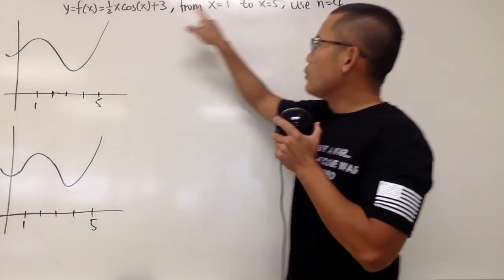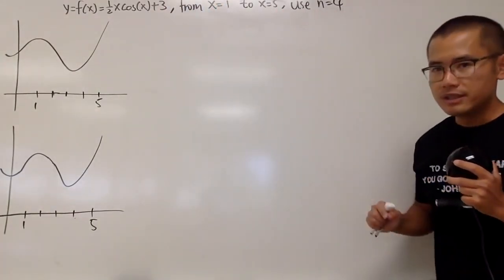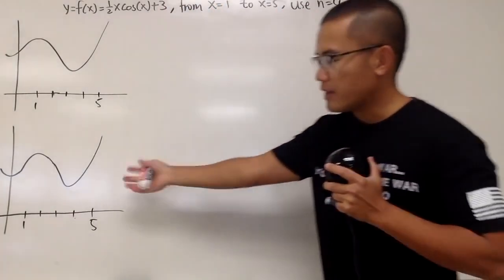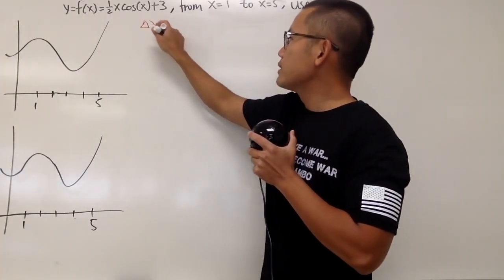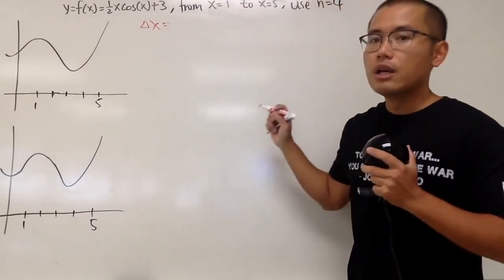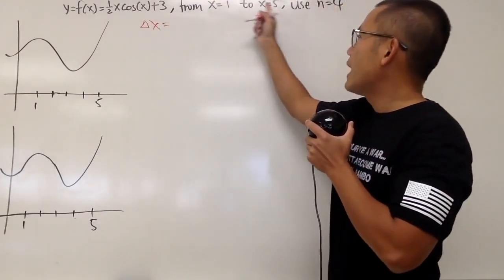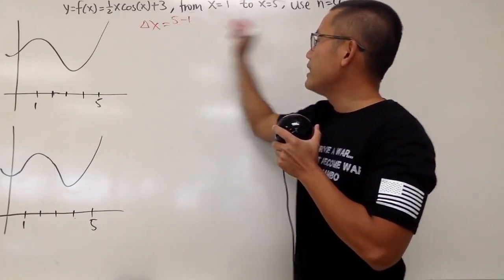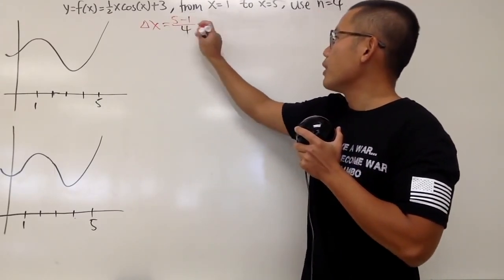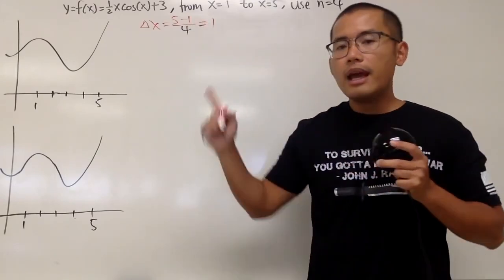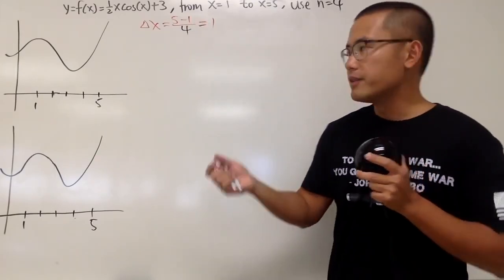This is our function, and we're going from 1 to 5, and we will be using n is equal to 4. Of course, it will be the same for both of these. First things first, we should compute the delta x whenever we have this information. Well, delta x is just going to be 5 minus 1, and then divided by the n value. So right here we have the 4, and all in all, we'll end up with 1. And this is telling us the width of the interval.